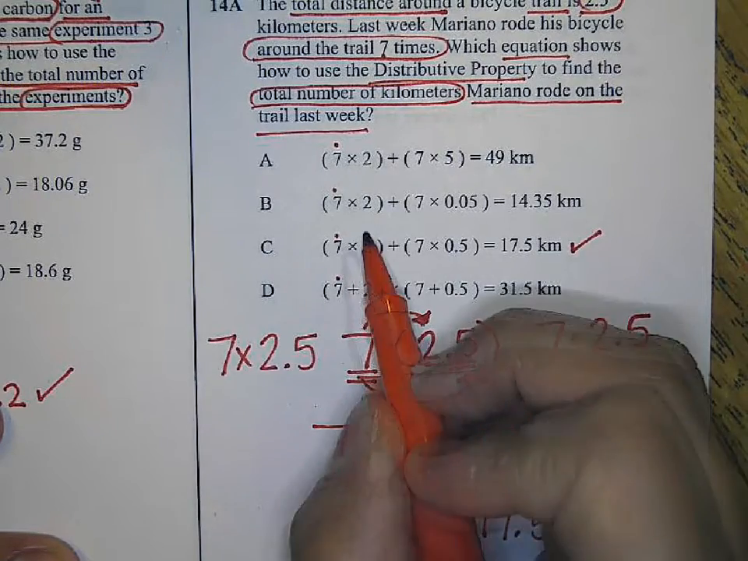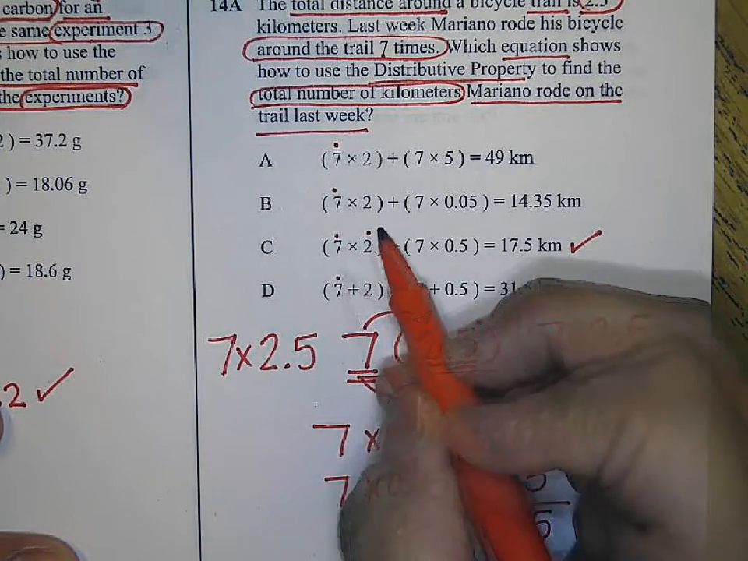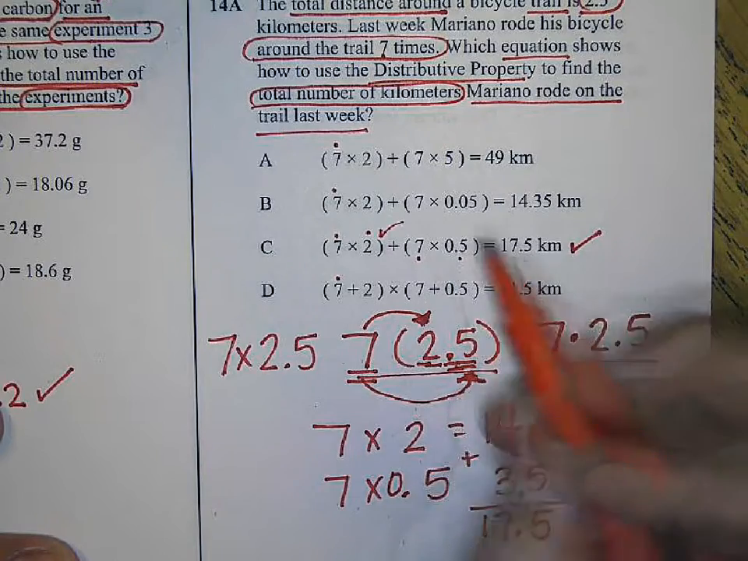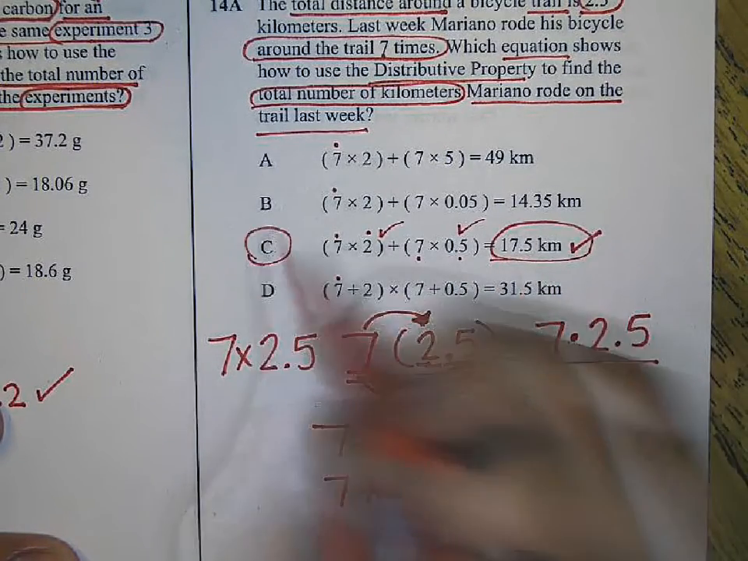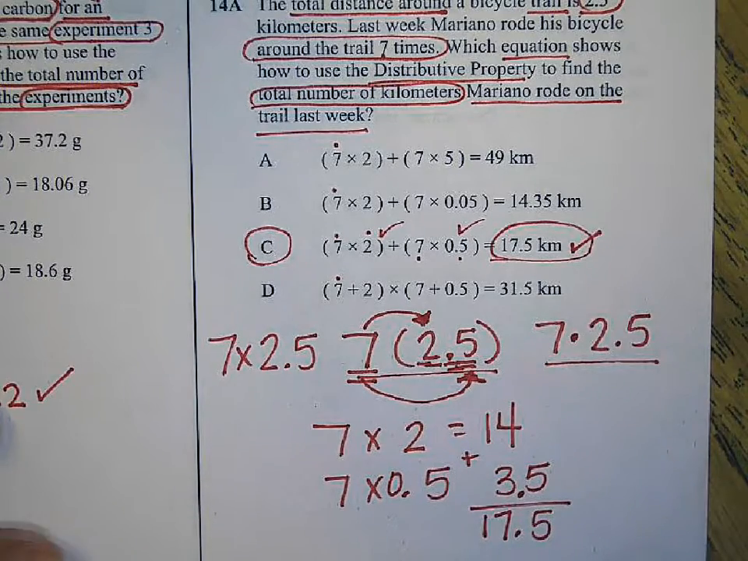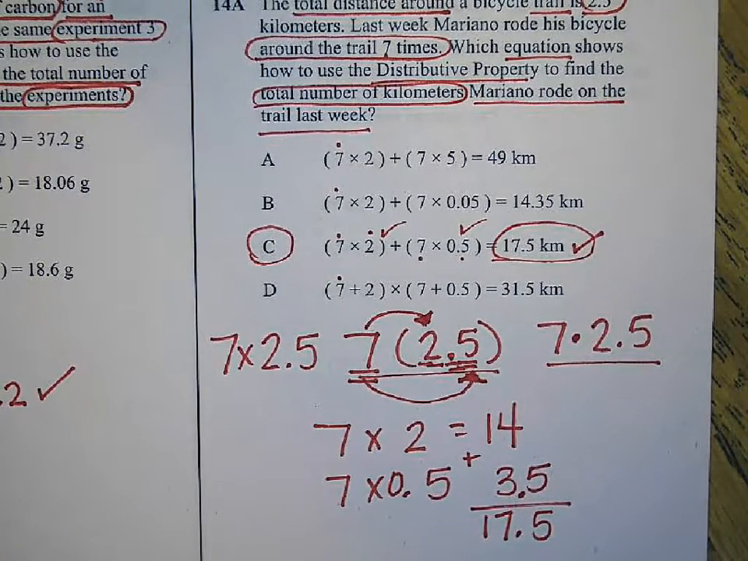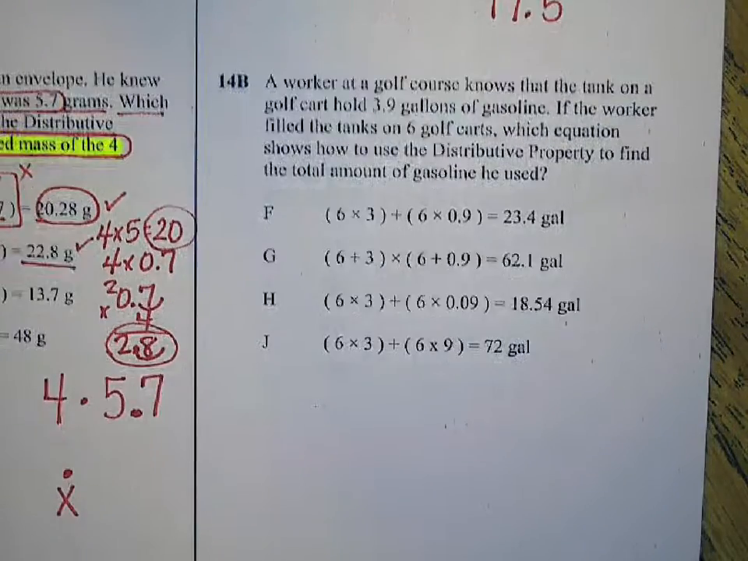Did I do the 7 times 2? Yes. Did I do the 7 times 0.5? Yes. Did I get my answer? Yes. Your answer is C. Everybody get that correct? Yes. Okay. Are you feeling comfortable with the distributive property of multiplication? Yes. Okay, so the last question that you had, 14B.